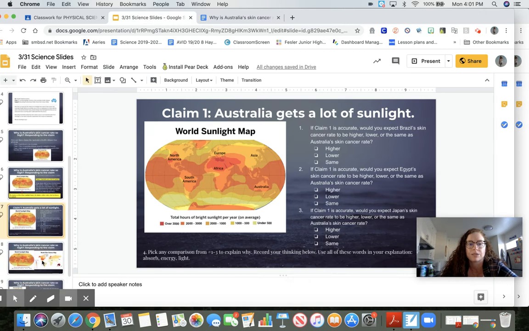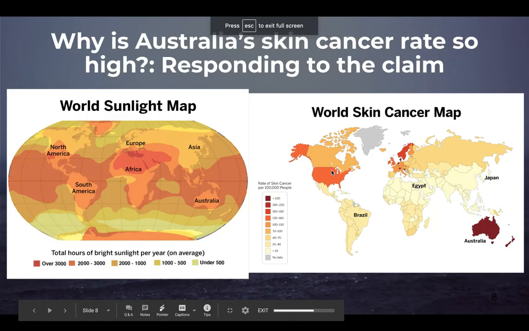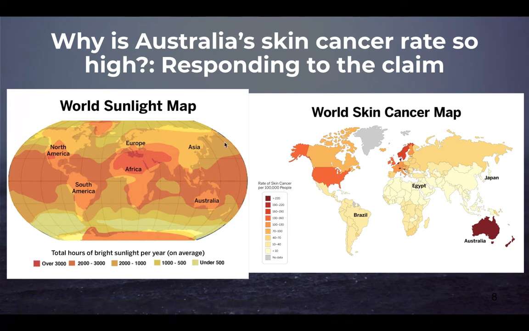Next up, I've shown you this before: this is the amount of sunlight, and now this one is showing us the actual skin cancer. I want you to notice they don't match up. So again, Brazil, Egypt, Japan, Australia. Remember, the darker the color, the more skin cancer per 100,000 people. The lighter the color, the less skin cancer.